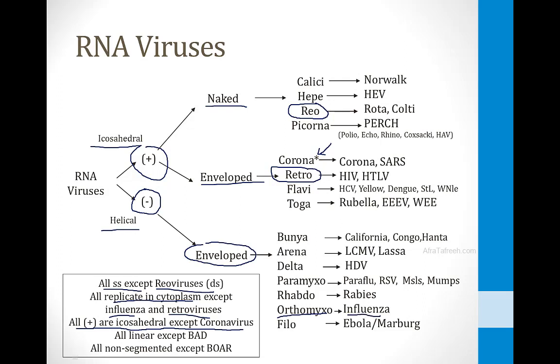All of the RNA viruses have a linear genome except for three groups, and they go by the mnemonic BAD. So the Bunya viruses, the arenaviruses, and the Delta viruses, which include hepatitis D, all of these have a circular genome. And then finally, all of the RNA viruses have a non-segmented genome except for four groups which go by the mnemonic BOR. So those are the Bunya viruses, the orthomyxoviruses, that's the O in BOR, the arenaviruses, which are right here, and finally the reoviruses, which are up here. Those are the four families that have segmented genomes.